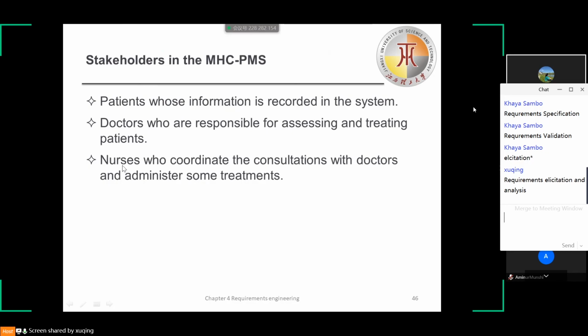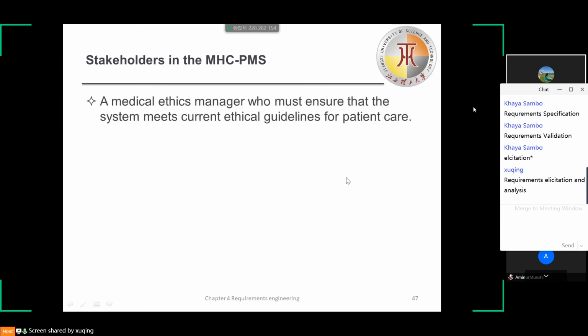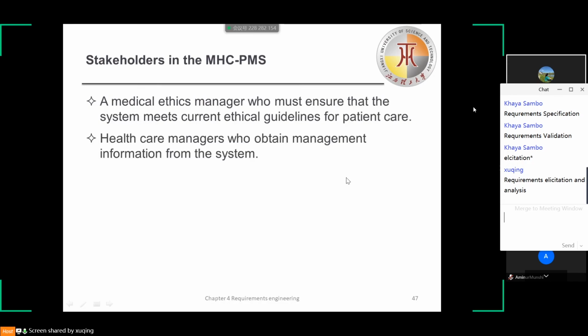Another stakeholder will be nurses. They coordinate the consultations with doctors and administer some treatments. Also, we will have medical receptionists as they manage patients' appointments. We can have IT staff who are responsible for installing and maintaining the system. We have also the medical ethics manager, who will ensure that the system meets current ethical guidelines for patient care.